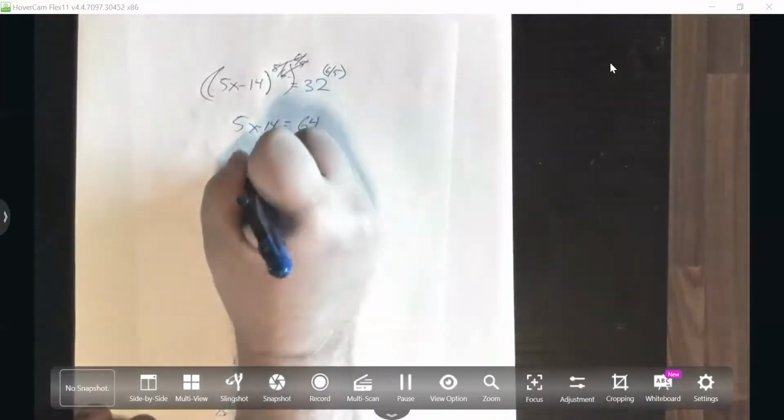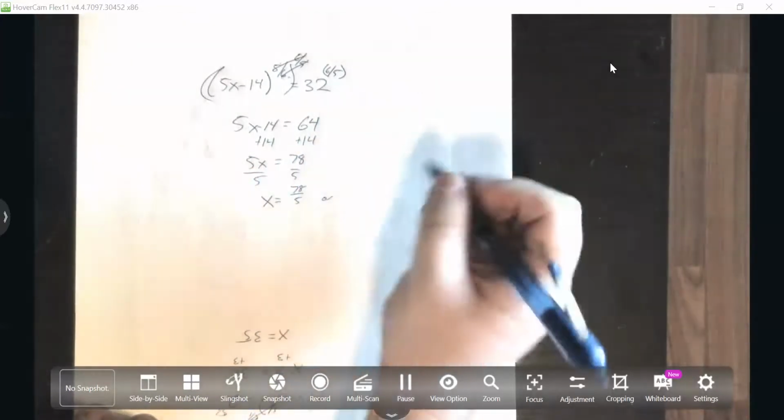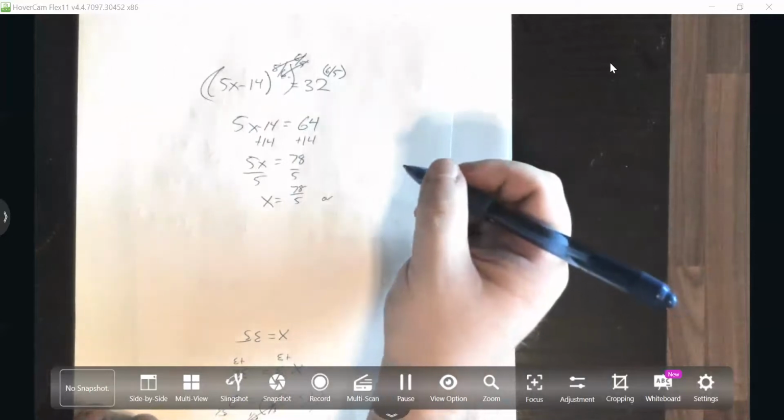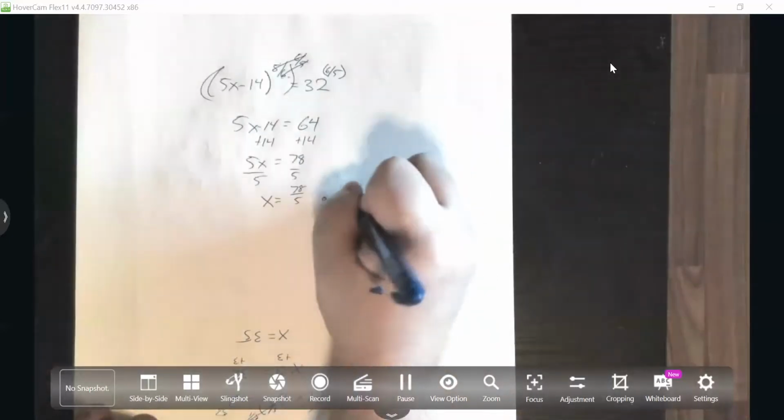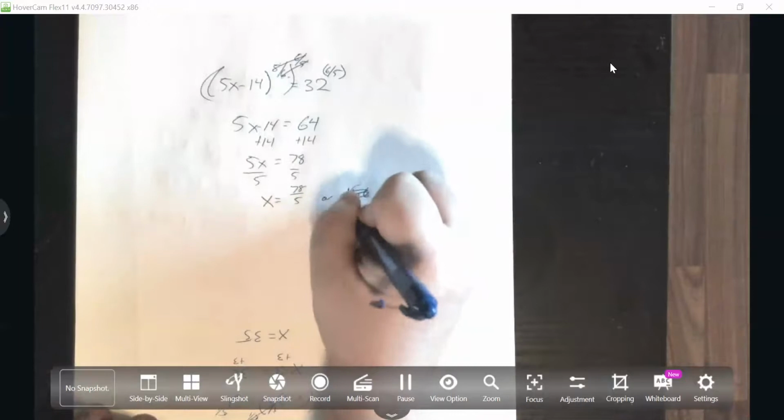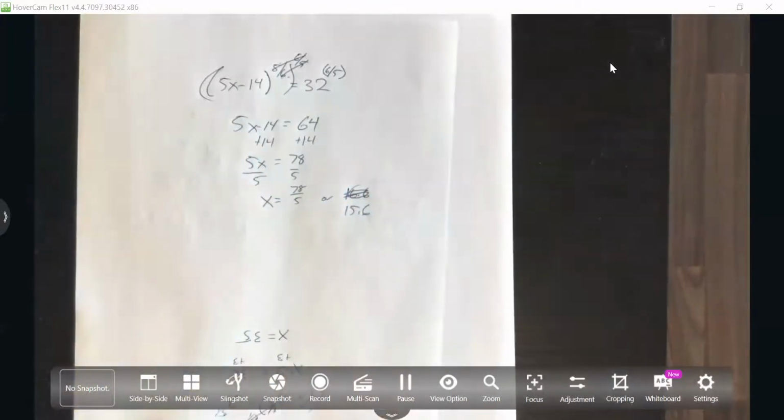Okay, now we're going to finish off our procedure. We need to solve it as left over, so we get 5x equals 78, and then we could divide by 5. So we get x equals 78/5, or if you feel like decimals, that would be, what, 15.6. I say it out loud and I write the wrong number.